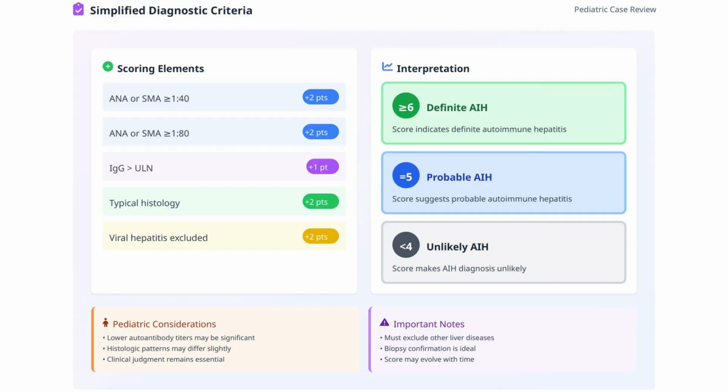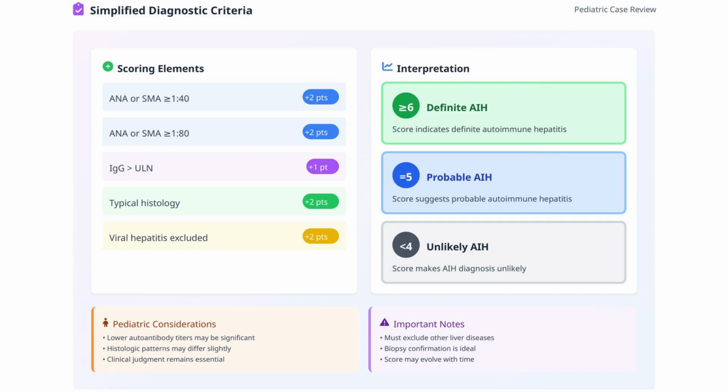This table presents the simplified diagnostic criteria for autoimmune hepatitis, which includes 4 key elements: autoantibody titers, IgG levels, liver histology findings, and exclusion of viral hepatitis. A score of 6 or more indicates definite autoimmune hepatitis, while 5 points suggest probable disease.